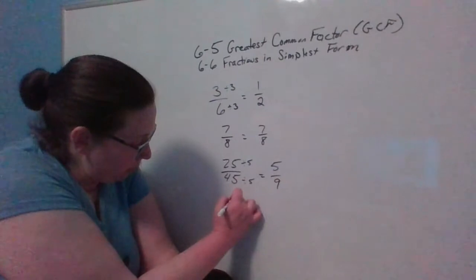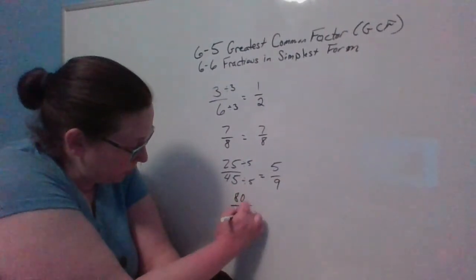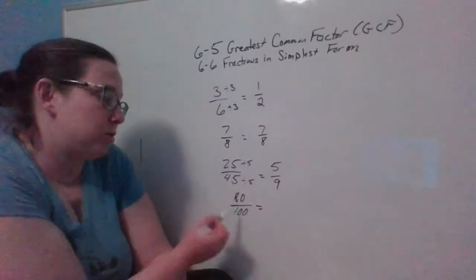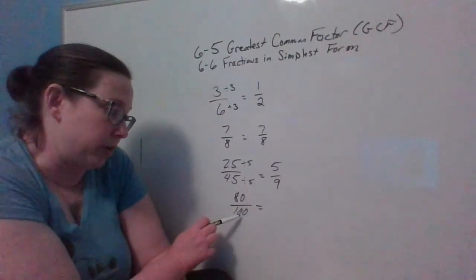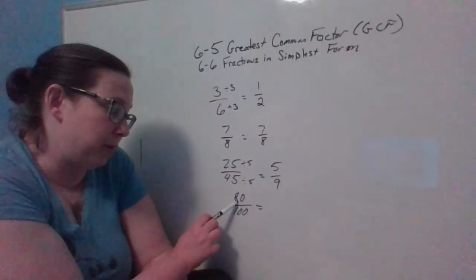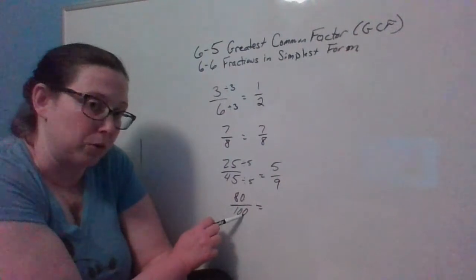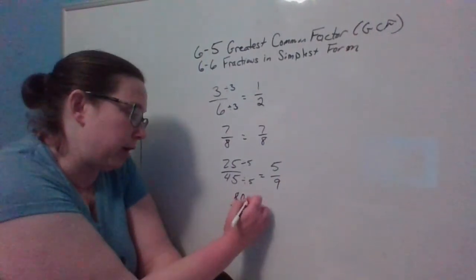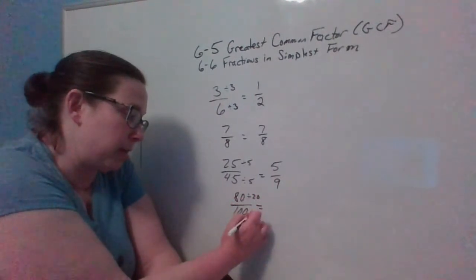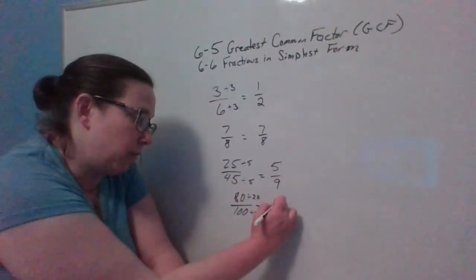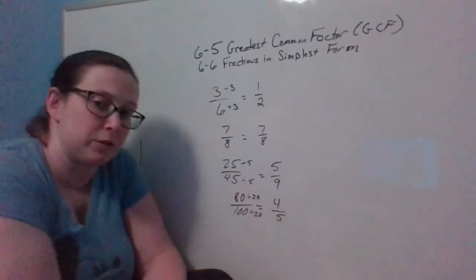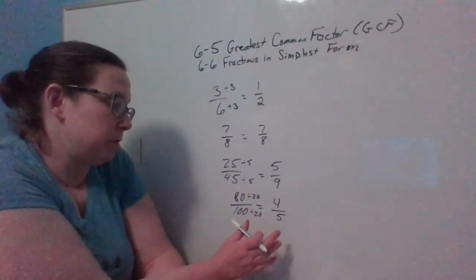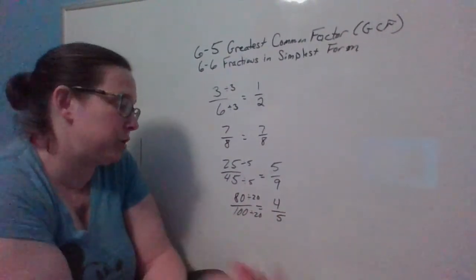Next up, we have 80/100. So 80 does not go into 100. 40 would be your next factor. It doesn't go into 100. 20 would be your next one, and it works. So we're dividing our numerator and our denominator by 20, and we get 4/5.